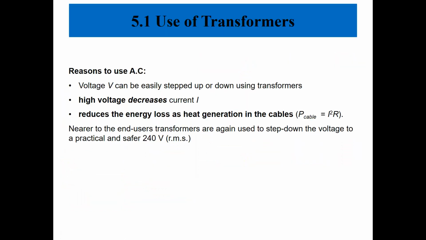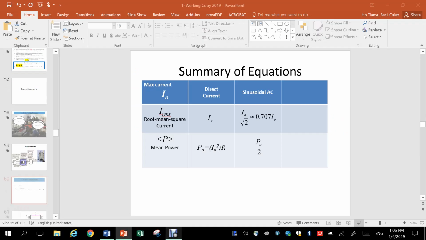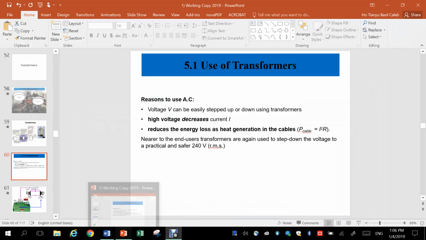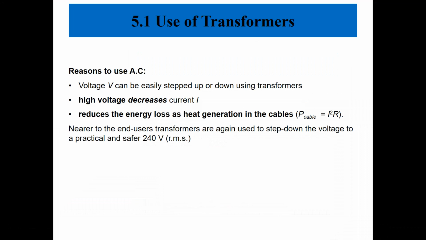First thing, what is the use of a transformer? It is to ensure that the voltages can be stepped up or down easily. Let me just check that my recording is going on. Yes, it is very good, because if not, I got to spend 1 hour to restart and I'm losing my voice. So the usefulness of the AC is that it can be stepped up or down.